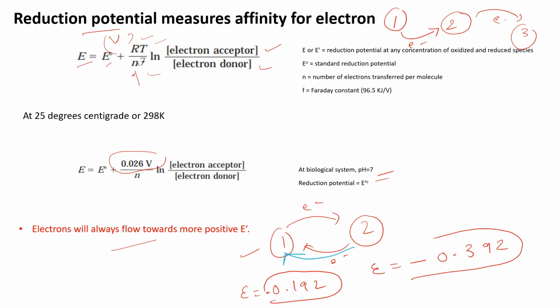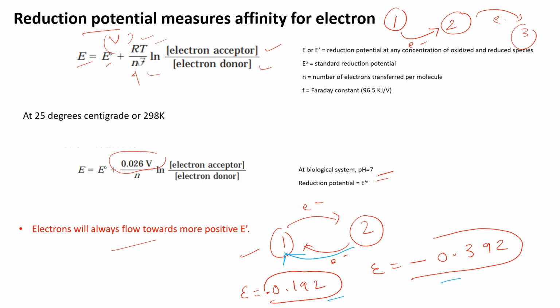So in this case, 1 cannot donate to 2. But 1 can accept electron from 2. Because 1 has more positive reduction potential value compared to 2, therefore the electron will transfer from compound 2 to compound 1, not from compound 1 to compound 2. Clear? So by seeing the reduction potential, we can say in which direction the electron will flow.